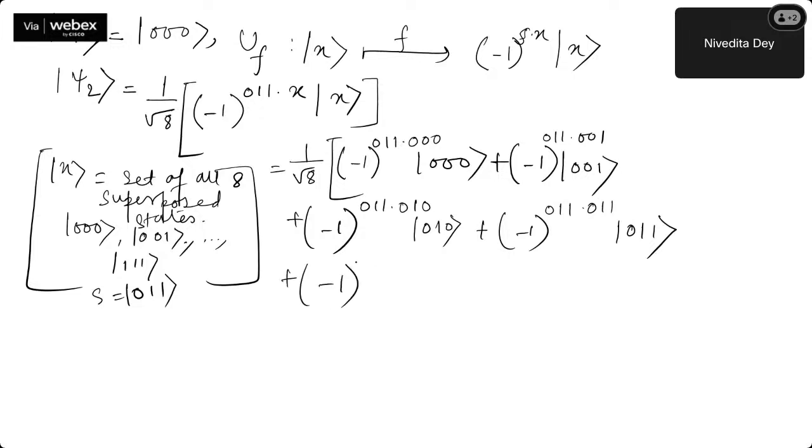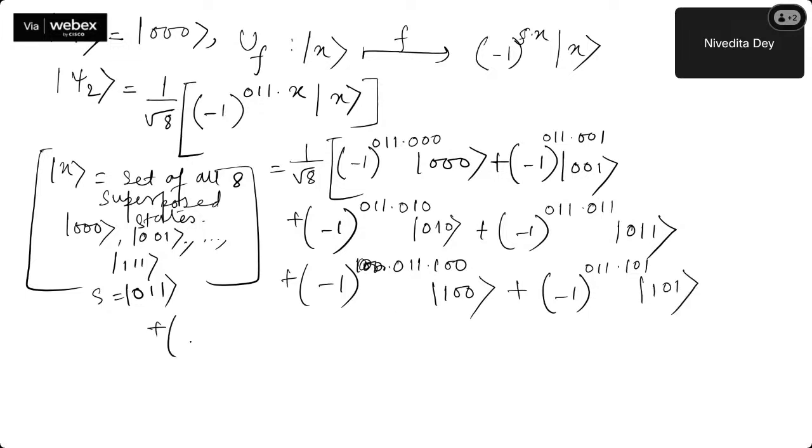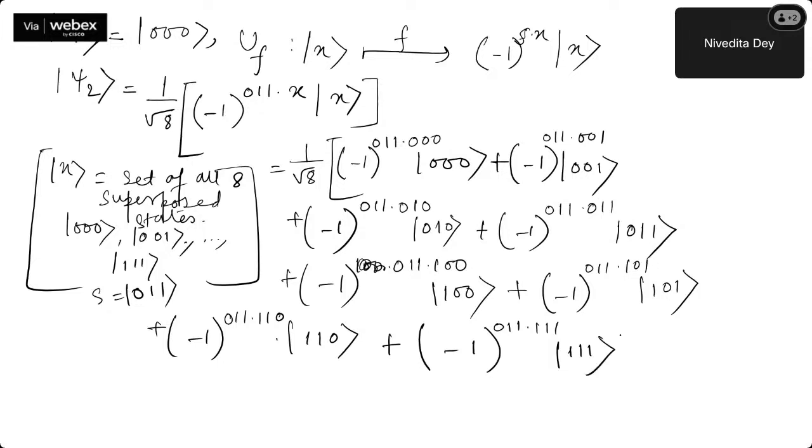plus likewise, let me just write all the steps. Sorry, s was fixed. So 011 dot 100, (-1) to the power 011·101 ket 101, plus (-1)^(011·110) ket 110, plus (-1)^(011·111) ket 111. This is my entire x function.